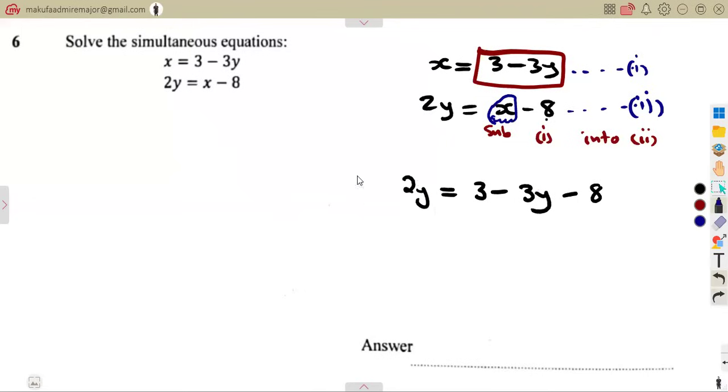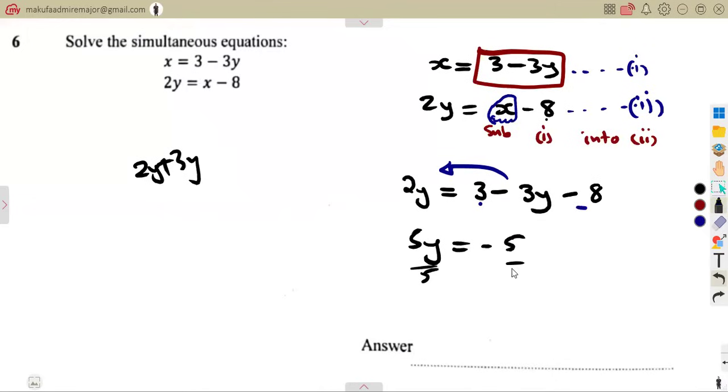So in this case, we can solve for y because we only have one unknown. So transpose minus 3y to the other side of the equation and it becomes a positive. So 2 plus 3 was going to give us 5y is equal to 3 minus 8, which is minus 5. So divide by 5 both sides. You're obtaining the value of y in this case, which is negative 1.